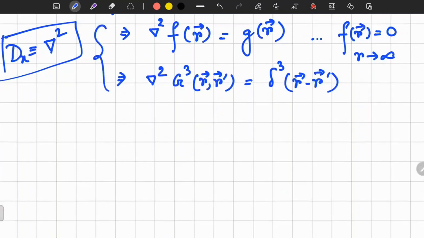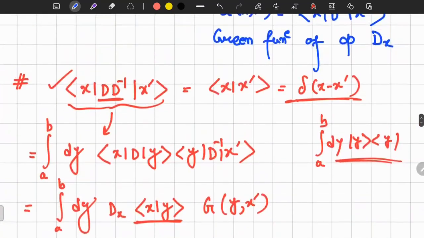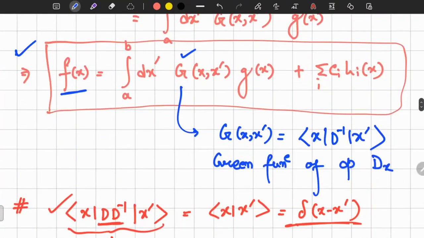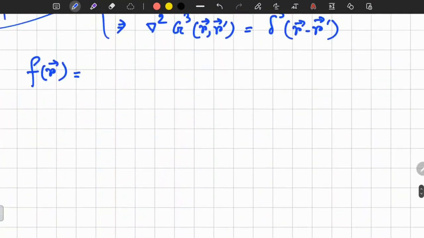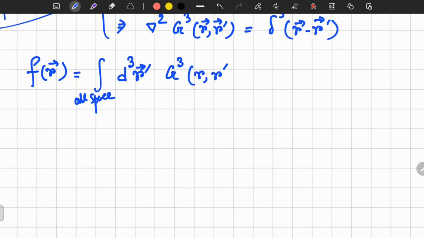So these are 2 equations, and what is the main equation from where we can evaluate f(r)? This equation for 3 dimensions, we can write it. So f(r) equals integral d3r prime over all space, as it is 3D. There will be 3 integrals, g3(r, r prime), all of these are vectors, and g(r prime).